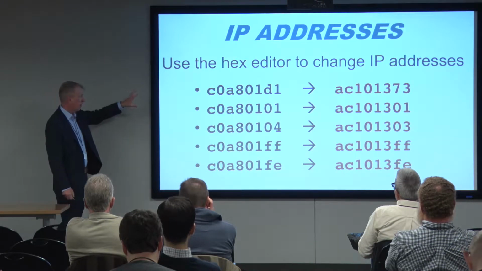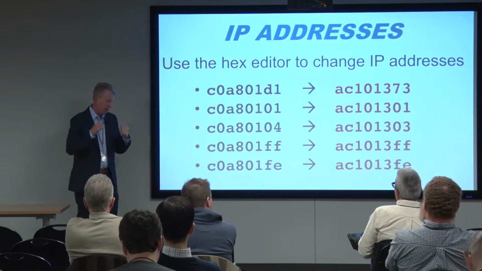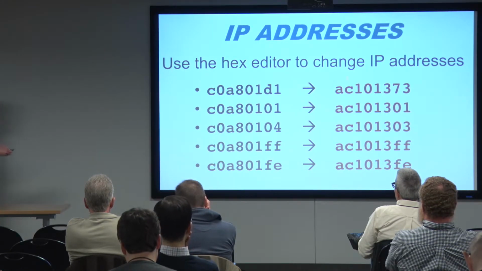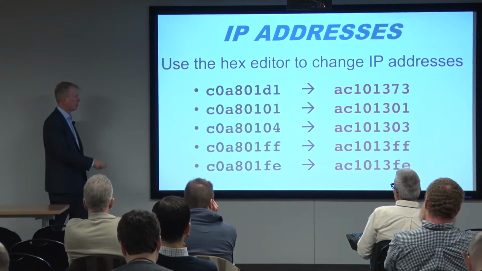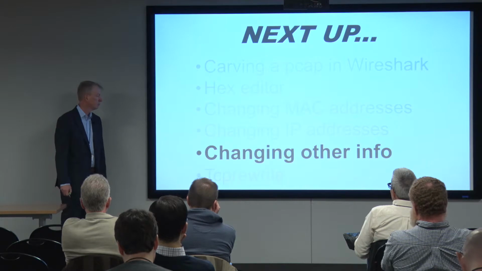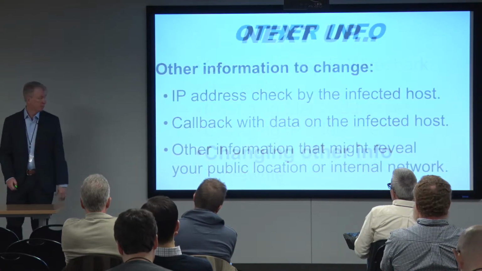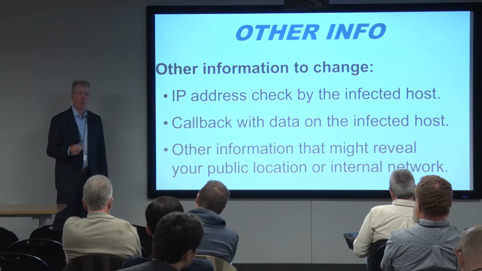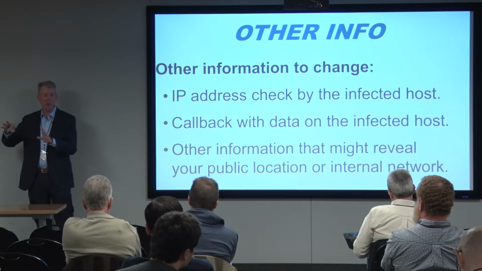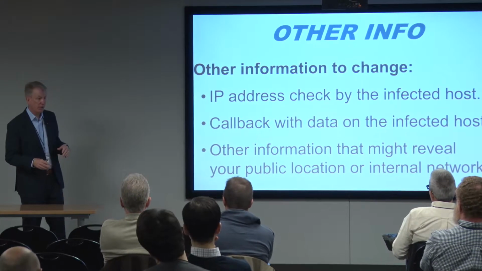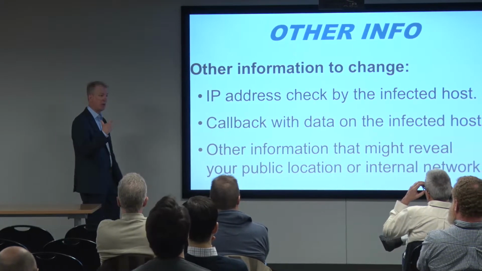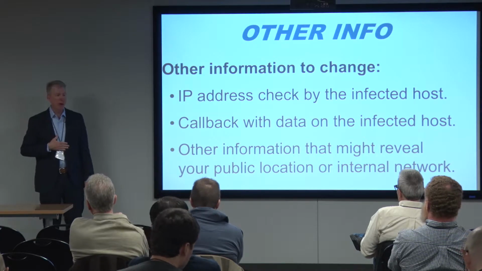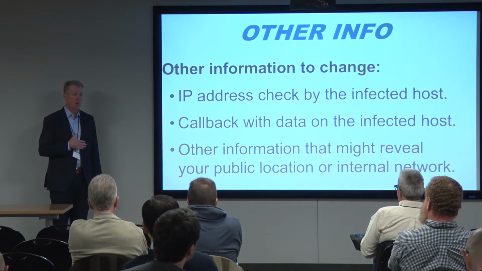So when I'm using the hex editor, I'm using the hexadecimal replacement. All of those 192.168 addresses, I'm changing to 172.16. And then there's other info. A lot of times you'll see an IP address checked by the infected host. Sometimes it'll be over HTTPS and you don't have to worry about it. But most of the time it's over just regular HTTP and it'll come back, boom, it's got that public IP address that your traffic is going out from. And I would rather that people don't know where I'm coming out of.